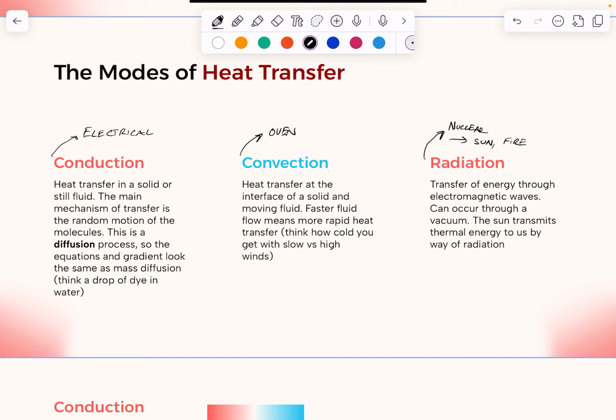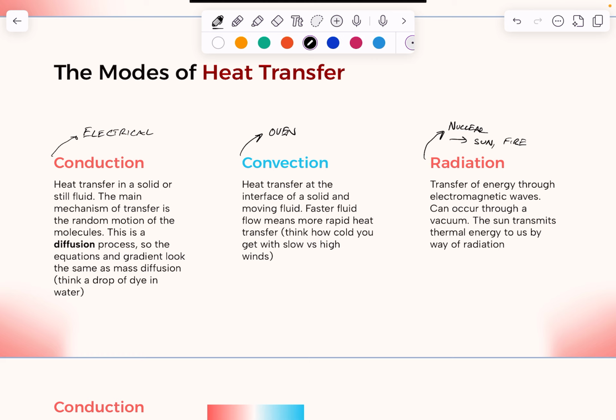Okay, so conduction is heat transfer in a solid or still fluid. This is mainly a diffusion process. So it's got the same exact equations with different coefficients as a mass diffusion process. So if you've done a chem lab and you've seen a drop of dye in water and the way it spreads through the water, it's diffusing. Conduction is very similar to that. Convection is a special case of conduction.